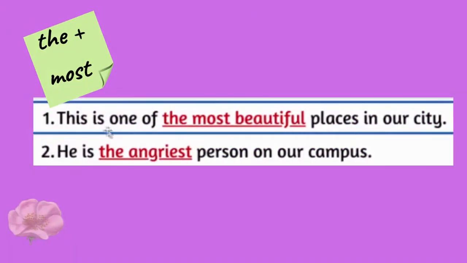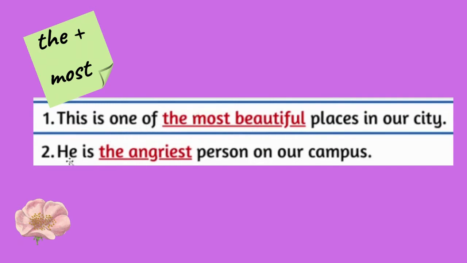Look at this one. This is one of the most beautiful places in our city. So why did we use most here? Because we have beautiful. And how many syllables does beautiful have? It has 3 syllables. Beautiful. So if the adjective has more than one, immediately add the most and then the adjective without adding anything to it. So we can't say the most beautifulest. This is wrong. So it will be the most beautiful.